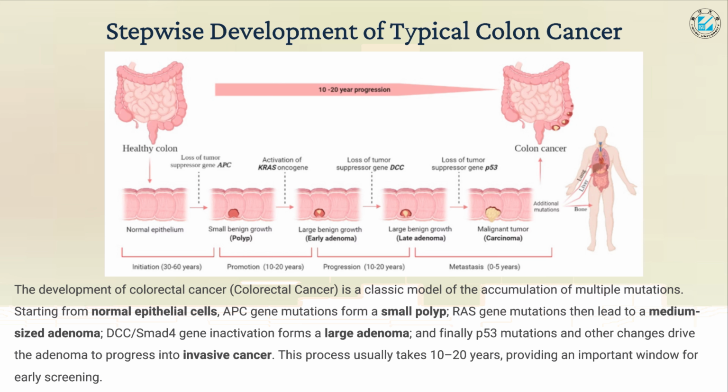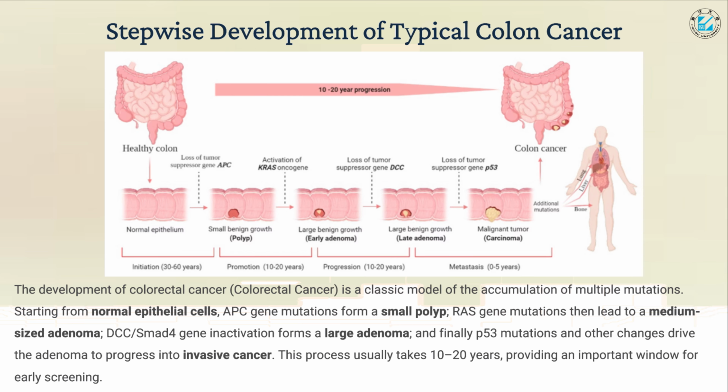Next, mutation in the RAS gene may promote further proliferation, leading to a medium-sized adenoma. Later, inactivation of a gene such as DCC or SMAD4 may contribute to the development of a large adenoma. Finally, mutation of P53 and additional genetic changes may drive progression from adenoma to invasive carcinoma.